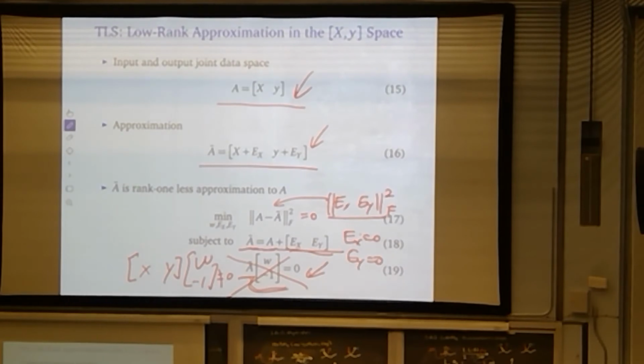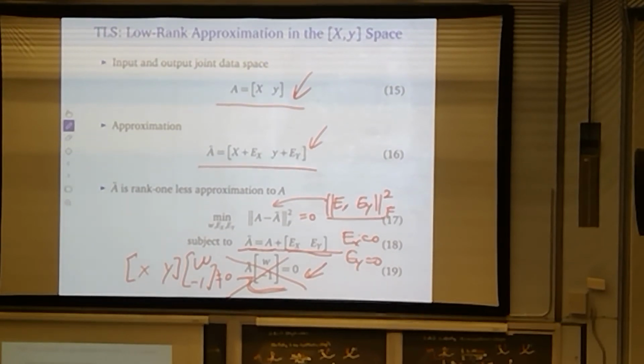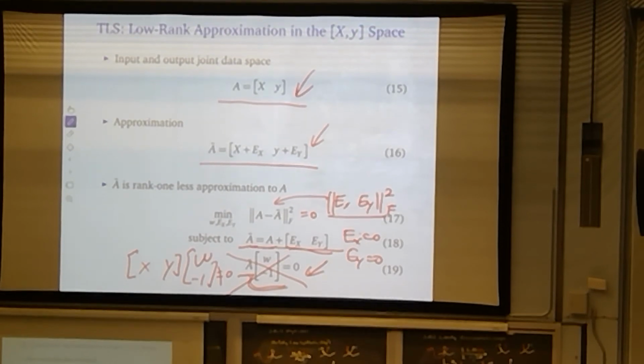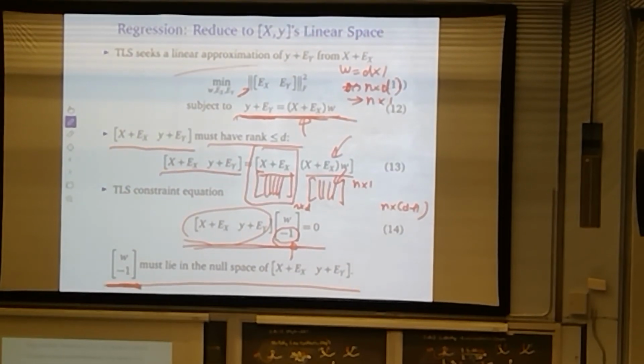Originally, the question was why TLS can be considered a low rank approximation to the joint data space, the data matrix. So if I write the joint data space matrix as A, and my approximation is simply this original thing with adjustment of EX and EY to the X and Y respectively. Earlier, we have shown that this is my TLS criterion.